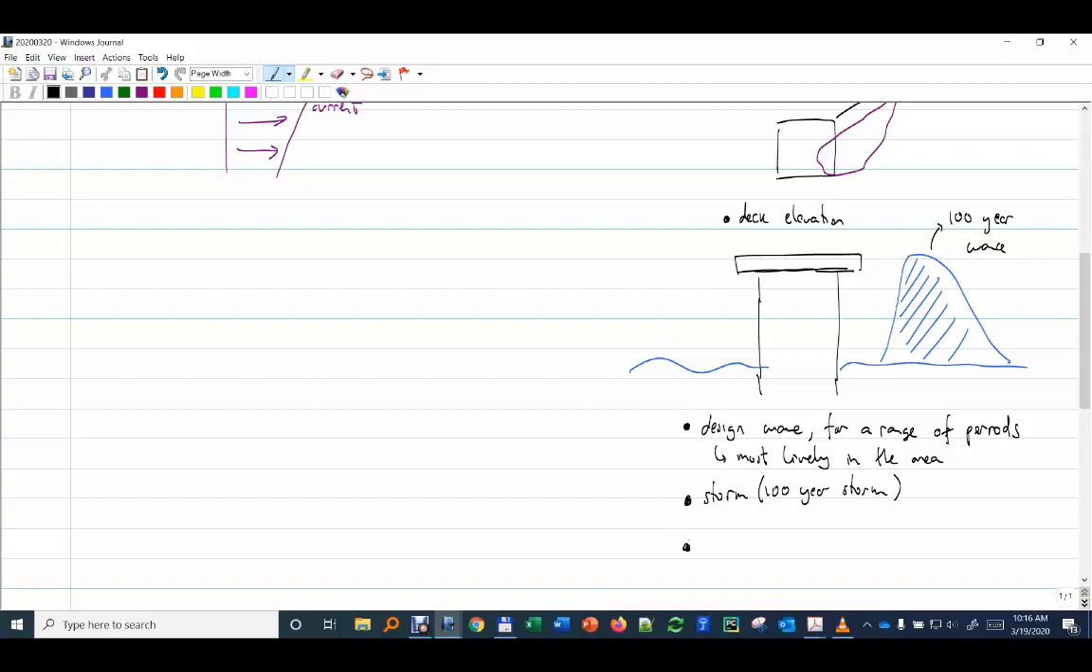And the next type of design we make is for long-term variations. Okay, and this means the fluctuations we have during the life, let's say the 20, 30, 10 years that the offshore structure is going to be operating, and these have to do more with fatigue considerations.